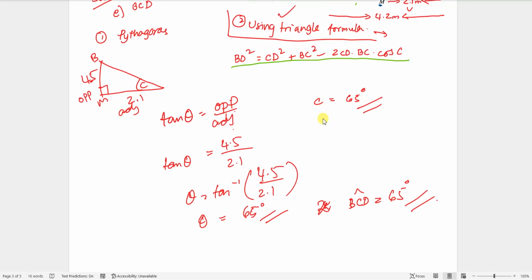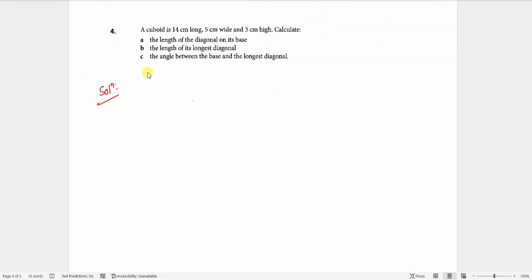Okay, so for question 4 it says a cuboid is 14 centimeter long, 5 centimeter wide, and 3 centimeter high. Calculate the length of the diagonal of its base, length of its longest diagonal, and the angle between the base. Okay, so first we have to draw a cuboid.